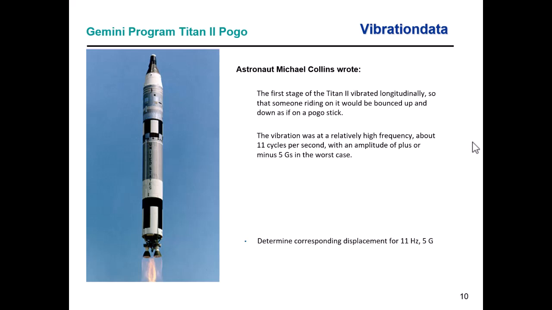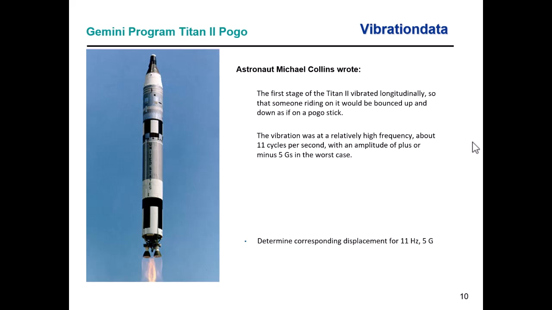And he wrote in a book, the first stage of the Titan II vibrated longitudinally, so that someone riding on it would be bounced up and down as if on a pogo stick. The vibration was at a relatively high frequency, about 11 cycles per second, and with an amplitude of plus or minus 5G in the worst case. Well, I really appreciate his preciseness about the parameters of this sinusoidal oscillation. And he was, in fact, an engineer as well as being an astronaut. So thank you, Michael Collins.